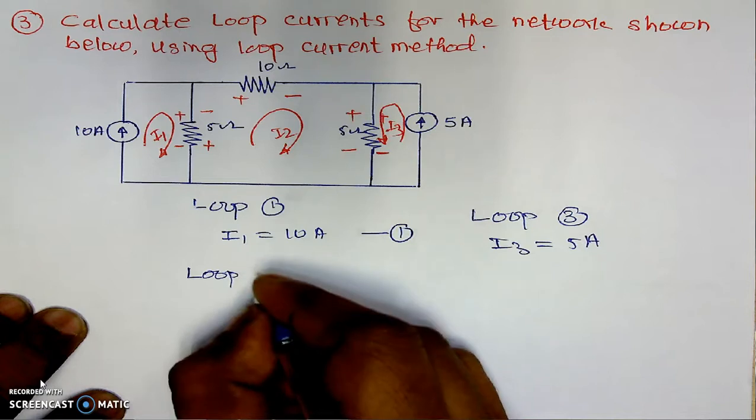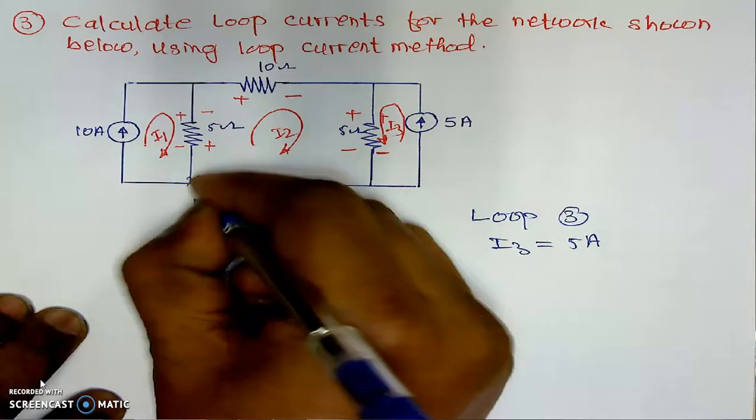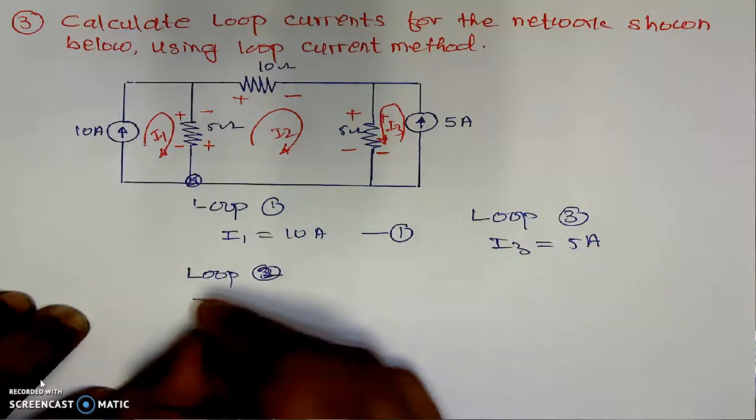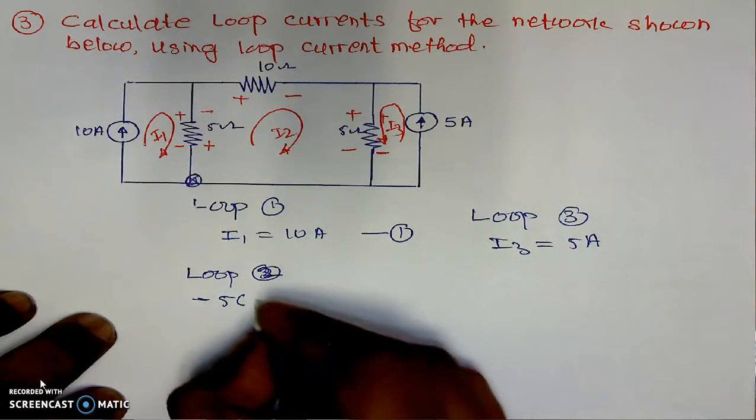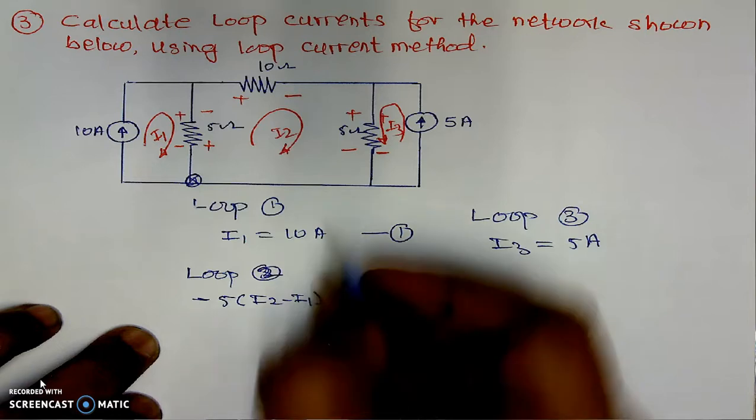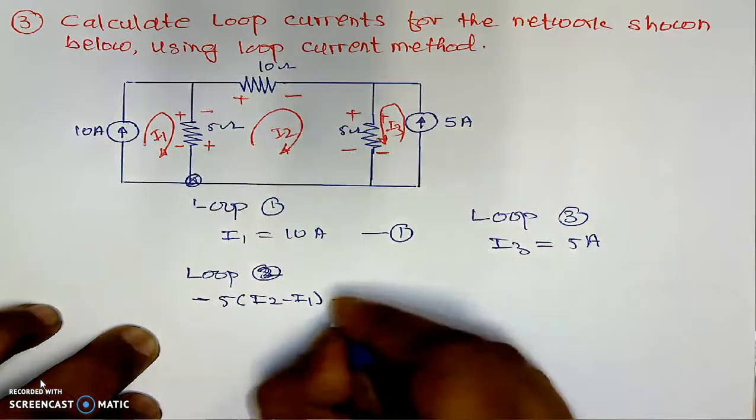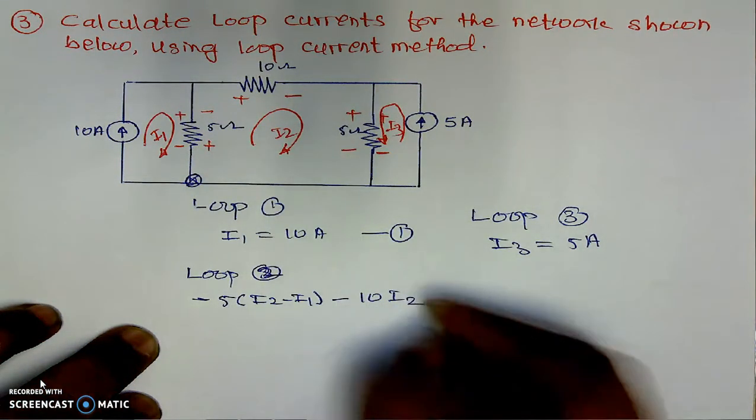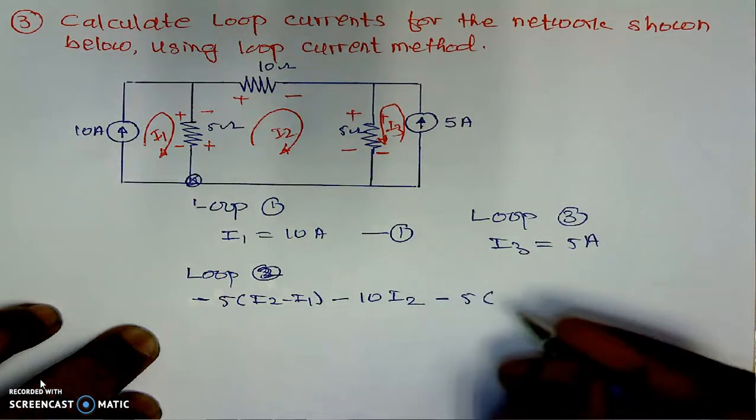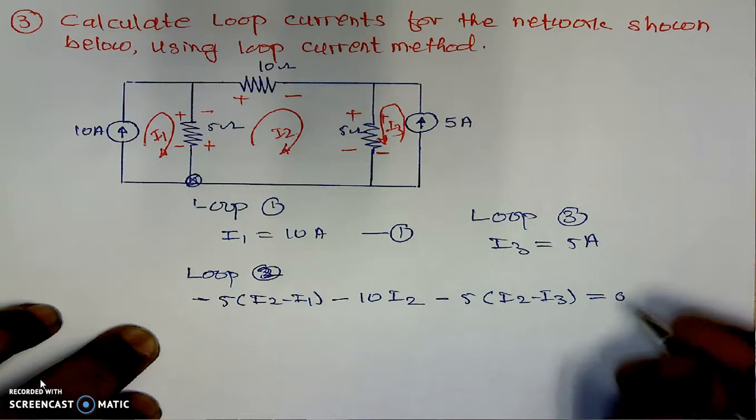If we apply KVL to loop number 2, we will travel from this particular point in the upward direction. Traveling upward, it is positive to negative, which is minus, its resistance is 5 and its current is I2 minus I1, because we are following the sign conventions of I2. Then for the 10 ohm resistance, traveling clockwise, positive to negative, which is minus, its resistance is 10 and its current is I2. Finally for the 5 ohm resistance, positive to negative, which is minus, 5 is the resistance and its current is I2 minus I3, because we are following the sign conventions of I2.